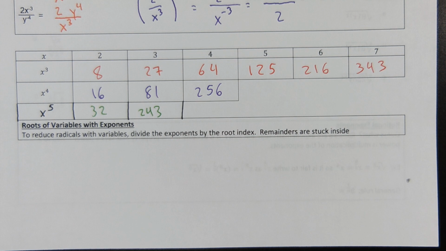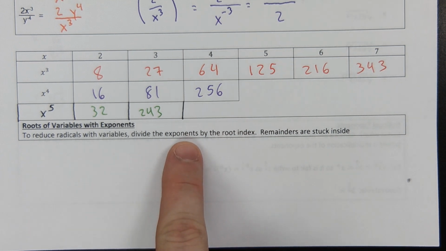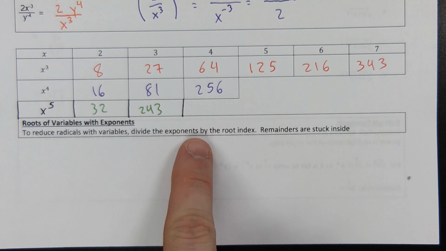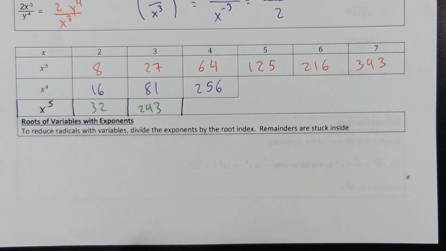Now, what used to be its own box, but is now not its own box, is roots of variables with exponents. And it's actually roots of anything with exponents. How do we do roots when something has an exponent on it? That's the real question. You divide the exponents by the root index. Mr. M, what's the root index? That's what kind of root it is. Is it a square root, third root, fourth root, fifth root? That number is called the index of the root.